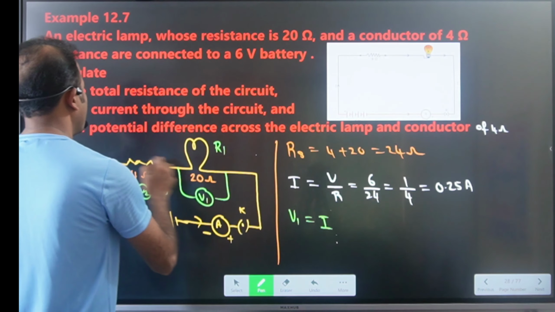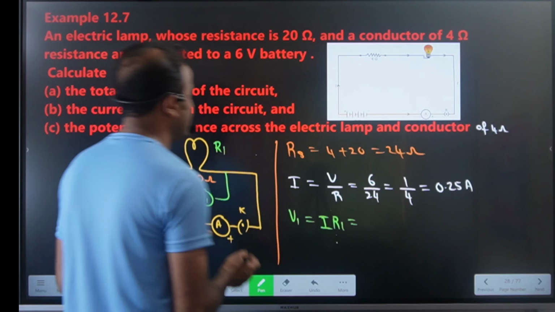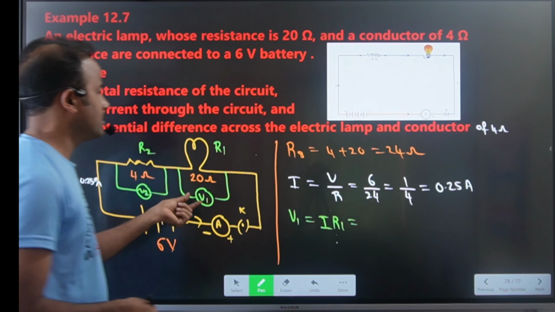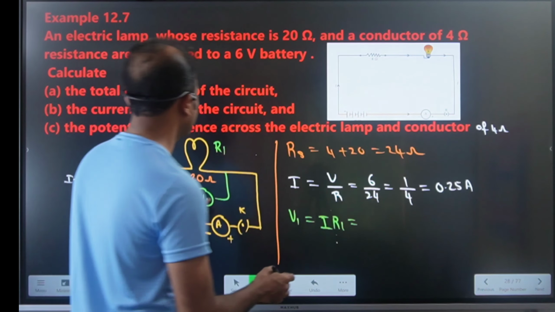Okay, V1 equal to I into R1, where R1 is the resistance of the lamp. Now you are calculating the voltage drop here, how much voltage is reducing. Now you see here, what is the value of the current here? 1 by 4, or we can take 0.25. I am taking 1 by 4 to calculate easily.